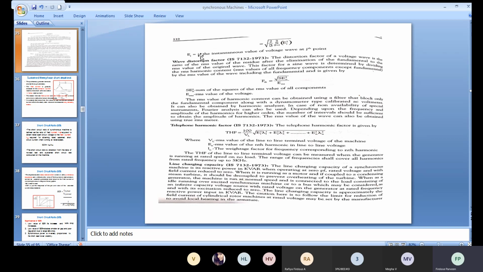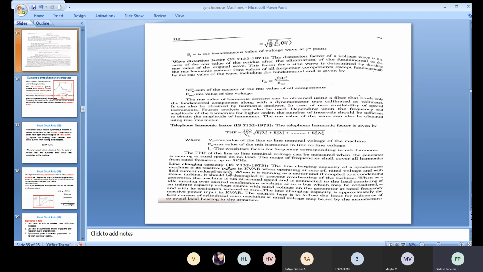Next is wave distortion factor. The distortion factor of a voltage wave is the ratio of the RMS value of the residue after the elimination of the fundamental to the RMS value of the original wave. It is given by the formula, indicated as the square root of the sum of the squares of the RMS value of all the components, over the RMS value of the voltage. The RMS value of harmonic content can be obtained using a filter that blocks only the fundamental component, along with a dynamometer type calibrated AC voltmeter. It can also be obtained by harmonic analyzer. In case of non-availability of special instruments, Fourier analysis can also be used.